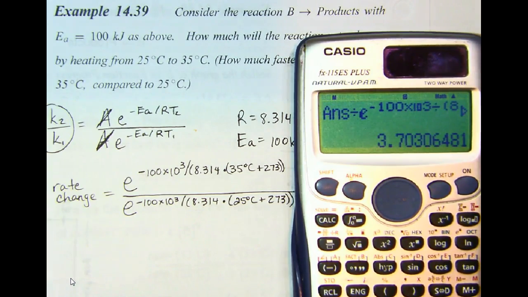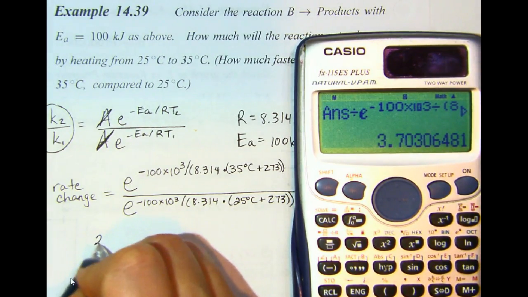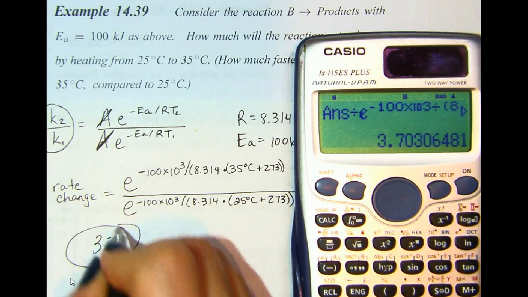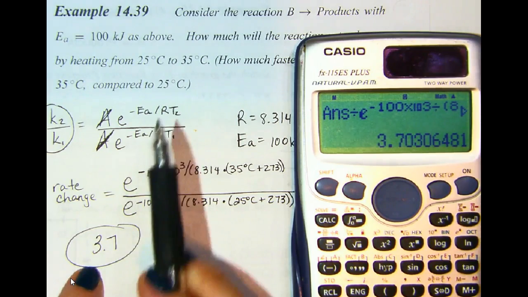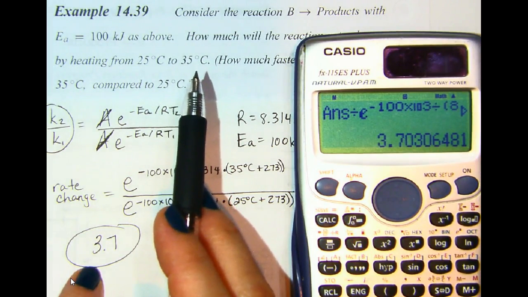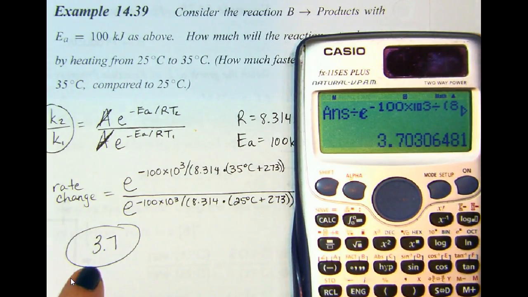And we get a rate change of 3.7, which means that the rate of this reaction is 3.7 times faster when the temperature is increased to 35 degrees from 25.